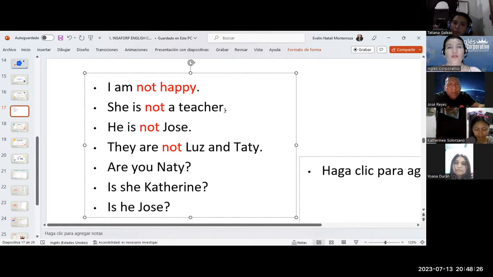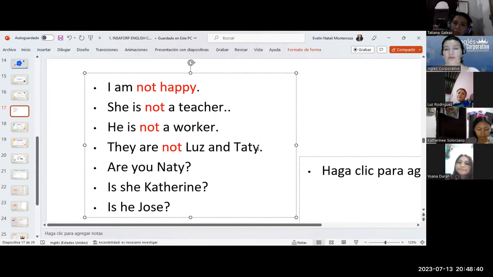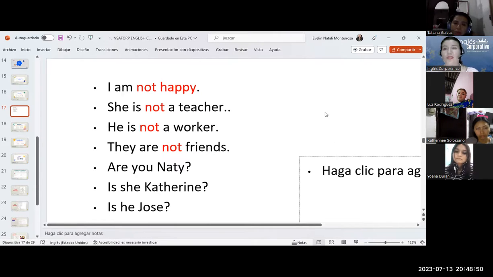Okay? You can use it with another form of sentence, right? She is not a teacher. She's a doctor. Right? He is not a worker at the factory. He's not a worker. They are not friends, we can say. Y aquí podemos ir cambiando las oraciones. Sorry. They are not friends. Ellos no son amigos, right? And then you can start creating different types of sentences.